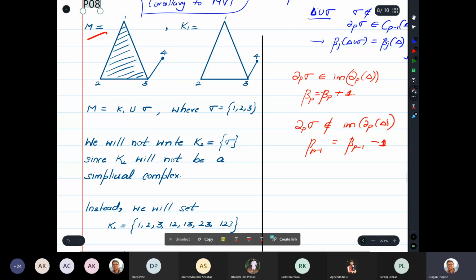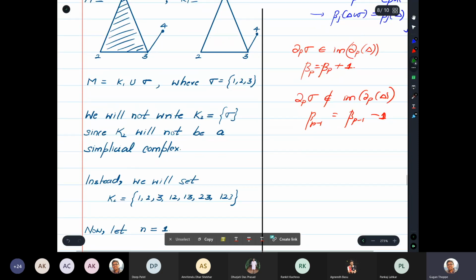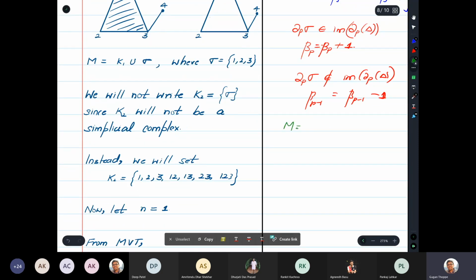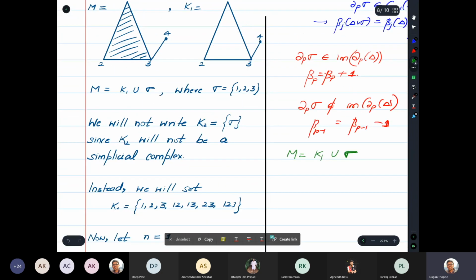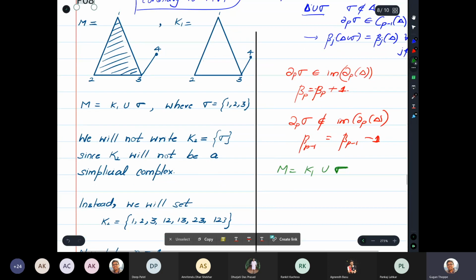Okay, so that is the question that we are interested in knowing. Is this okay? So I hope you agree that M is K1 union sigma, and this sigma over here is this triangle 1, 2, 3. So I'm going to add this 1, 2, 3 to K1, and I'm interested in knowing what is the Betti number of M. Is this okay? So this is what I'm interested in knowing.